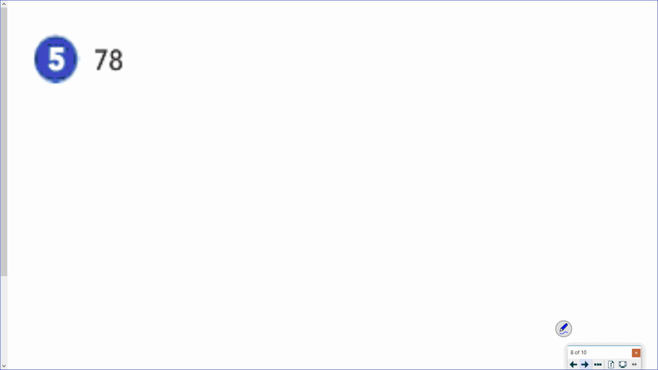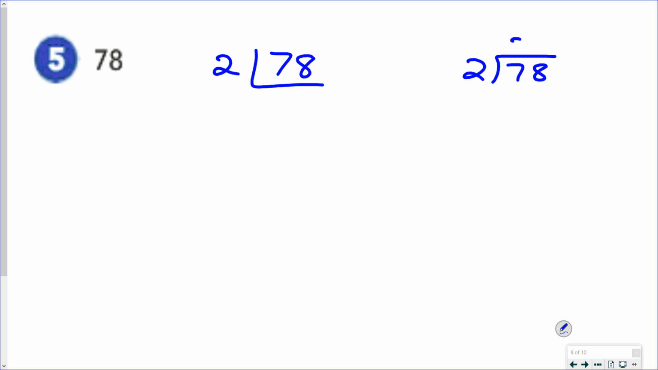So if I wanted to do the prime factorization of 78, and again, you can use either method. You can use the factor tree, you can use the factor ladder. I'm going to use a factor ladder on this one. And 78 might be one that you get stuck on. But if you notice, 78 is an even number, and all even numbers can be divided by 2. And if need be, go ahead and do the division off to the side. 2 goes into 7 3 times. 3 times 2 is 6. 7 minus 6 is 1. Bring down the 8. 2 goes into 18 9 times. 9 times 2 is 18. 18 minus 18 is 0.